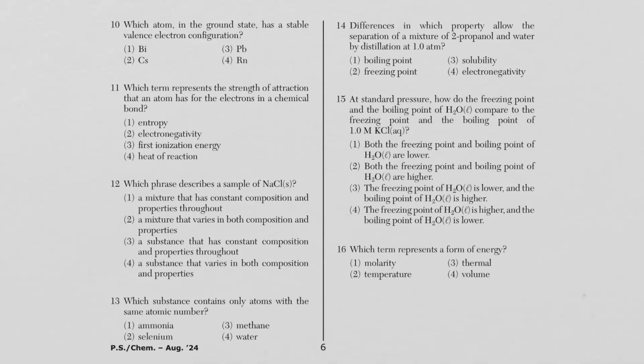For question 10, which atom in the ground state has a stable valence electron configuration? Really, what they're asking you is which of these 4 choices is a noble gas? That's all the way over in column 18. They are the most stable elements, and helium has 2 valence electrons, and all the rest have 8. Let's check the periodic table.